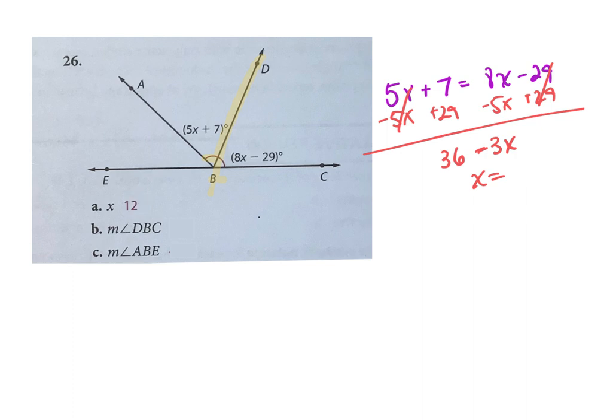12. All right. Then they wanted you to solve for specific angles. The first angle was DBC. For that one, just plug it in. We have x equals 12. Plug in a 12 for the x. 8 times 12 minus your 29. You should have gotten 67 there. All right. Now what that told you is this is 67 degrees, but so is this one. They're congruent.